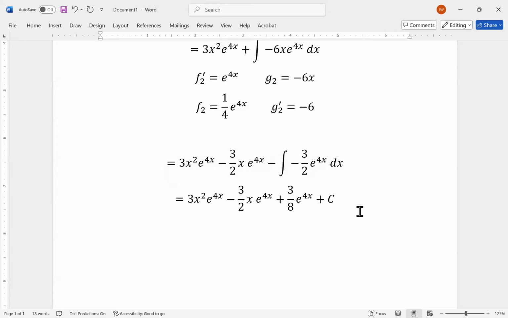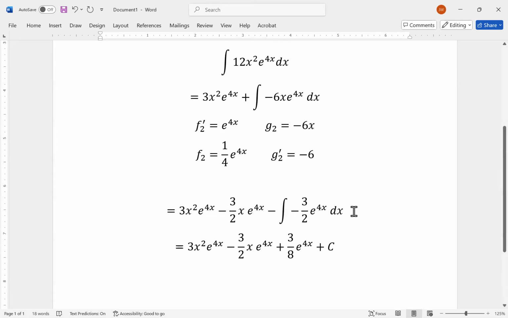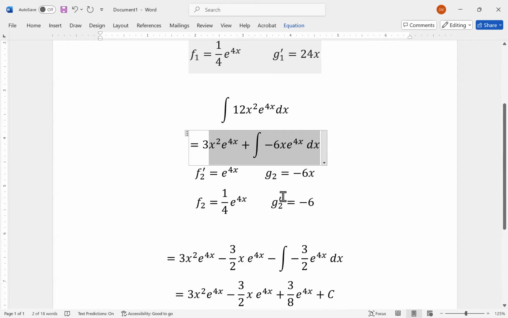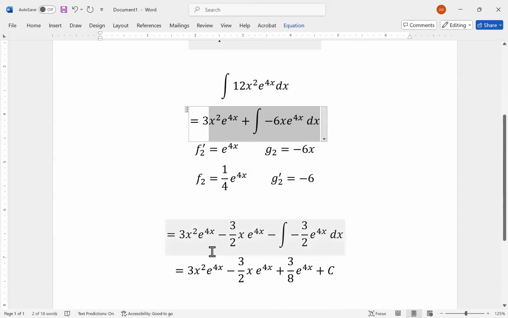So when I had a quadratic function, I essentially had to do an integration by parts formula once. That got me down to a linear piece. And then the linear piece, I did another integration by parts on that part. And then that broke down into a constant piece in front of the e to the 4x.